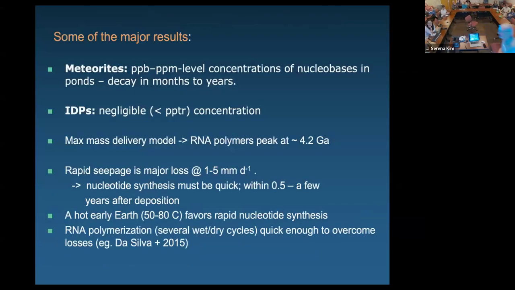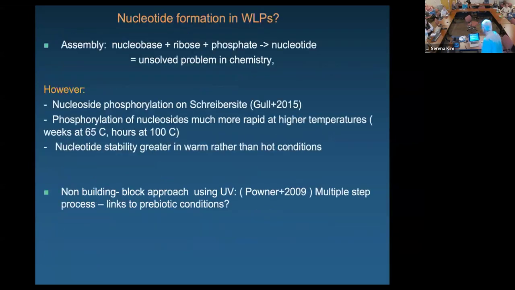So putting all that together, we find that the meteorites could deliver levels of about parts per million of concentrated bases in these ponds. The gradual seepage of this material out of the meteorite is important for being able to feed the pond for maybe up to 100 years or so. The dust particles mix, the hydrolysis gets them very quickly and destroys the biomolecules. And so this hot early Earth environment favors rapid nucleotide synthesis in these models. But the fact is that this is a highly transient formation mechanism.